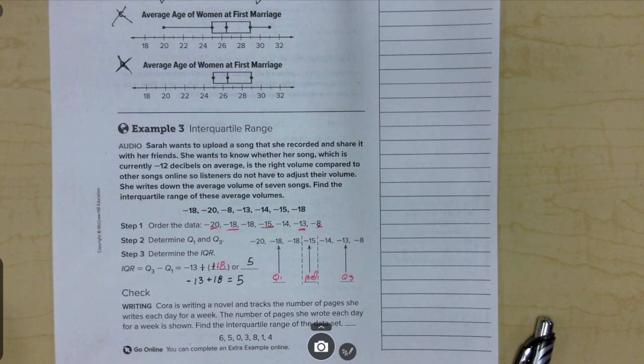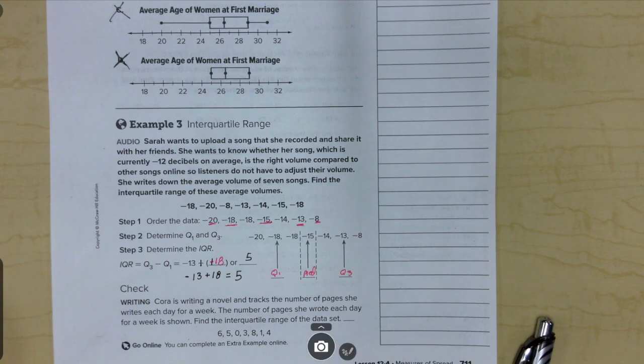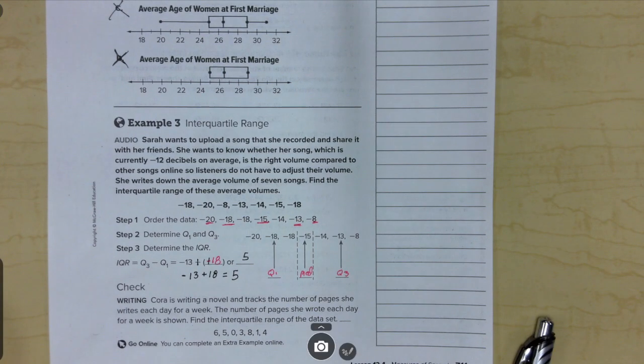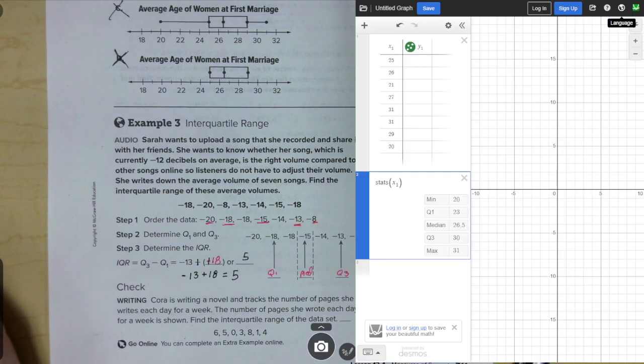Writing. Cora is writing a novel and tracks the number of pages she writes each day for a week. The number of pages she wrote each day for a week is shown. Find the interquartile range of the data set. All right, this is a real easy one to order least from greatest, but I would like to continue to show how to use Desmos support here. Desmos is allowed on all of our standardized testing and is built into our calculators.